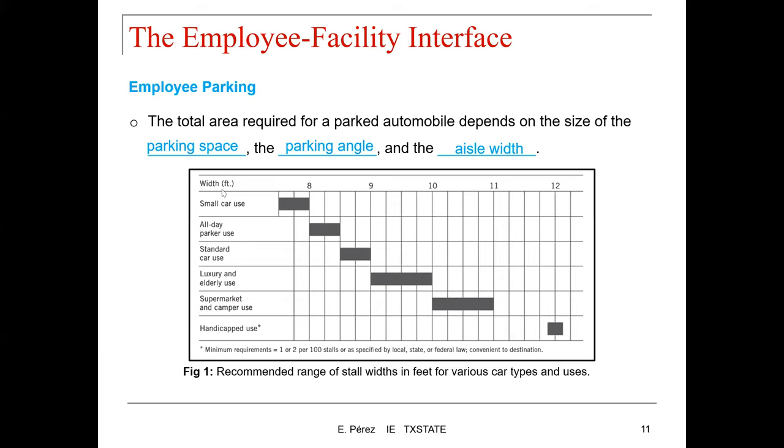So depending, for example, we have here different types of cars. A small car uses about 8 feet. All-day park users, maybe a little 8.5. Luxury and elderly use about 10. Supermarket, a market and camper use about 11. And then handicap use is about 12 feet.